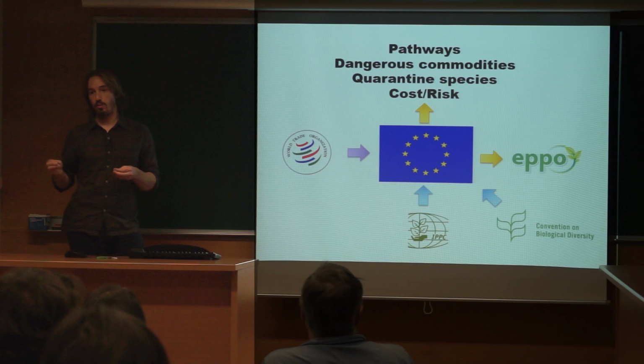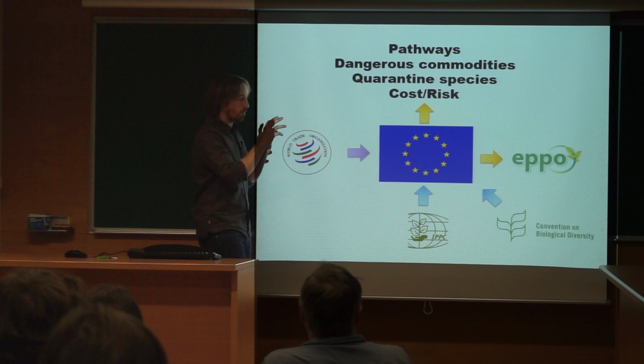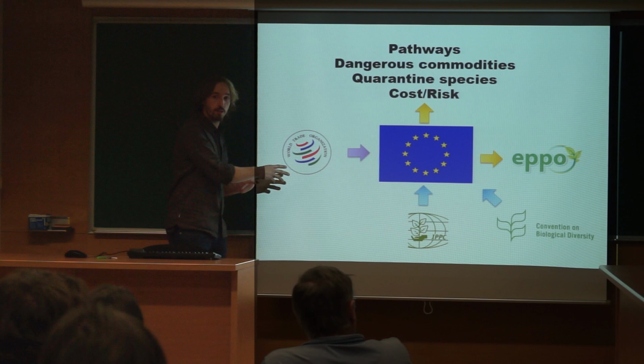So it's always a balance. And just to put you a bit in perspective, the balance is this one. The European Union has some conventions, the Convention on Biological Diversity and the International Plant Protection Convention, that have to protect plants and ecosystems, but it also has some agreements in the World Trade Organization that have to protect trade, because this gives economic growth.